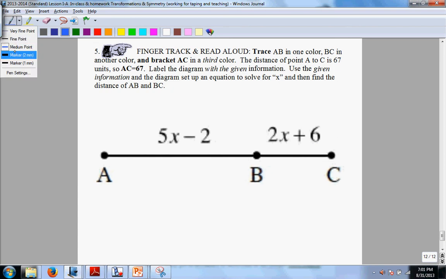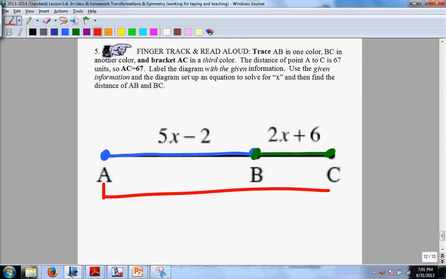Let's start by tracing in the colors. So it says trace AB in one color. So we have AB in one color. And it says trace BC in another color. Then it says bracket AC in a third color. You're going to use this information to set up a diagram. Our given information here is that A to C is 67.